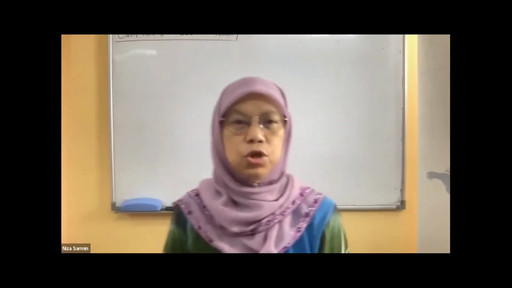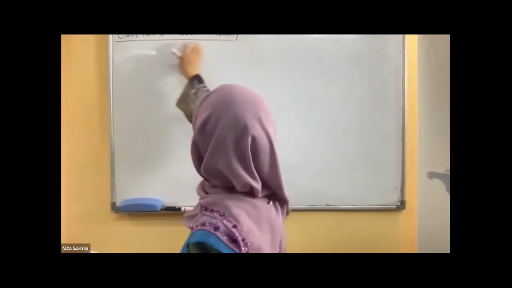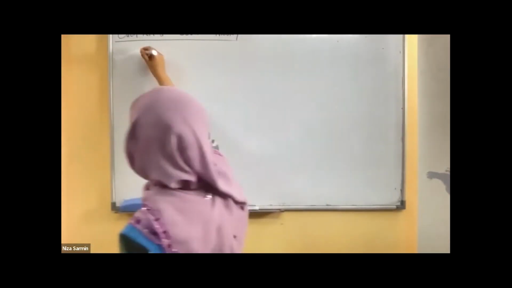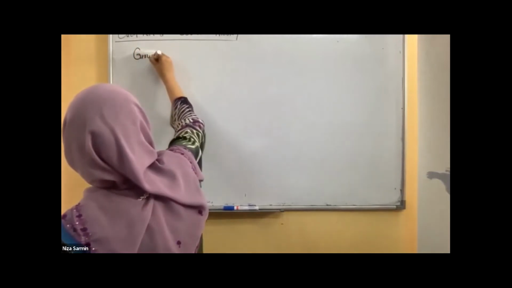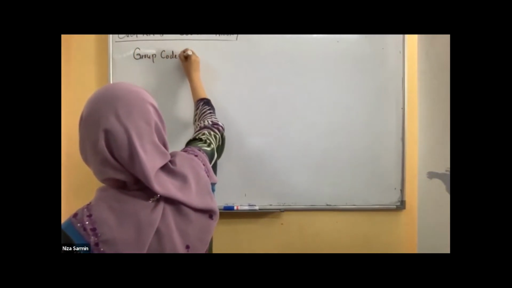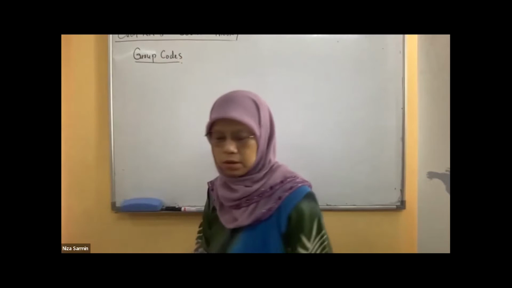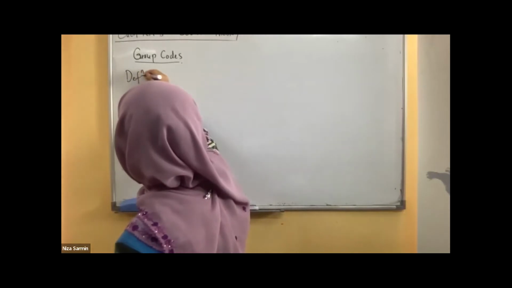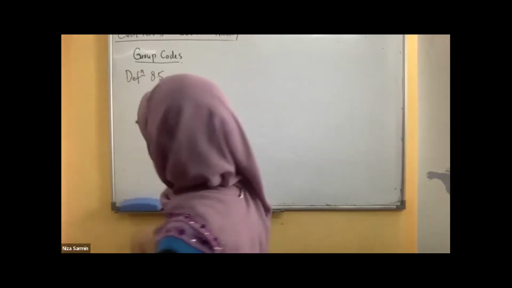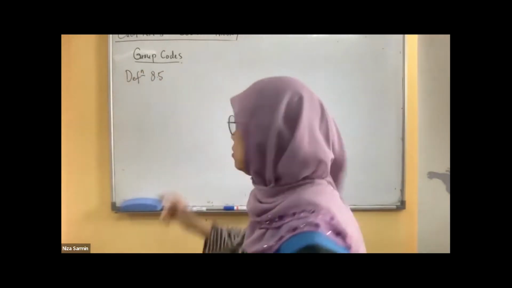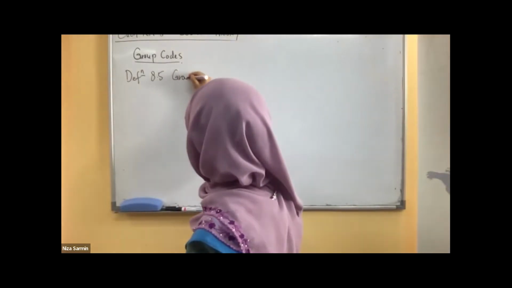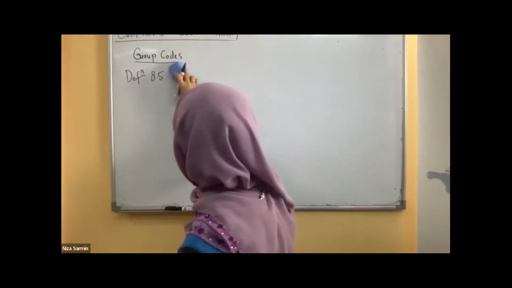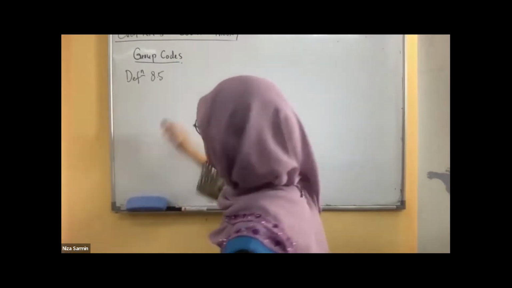We have to continue with chapter 8, the last part in coding theory, about the group codes. So I give you the definition of a group code. In my notes, it's the 5th definition. I don't have to write it again. What is a group code?